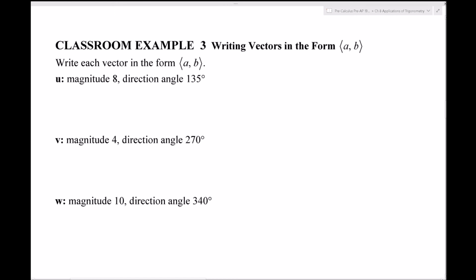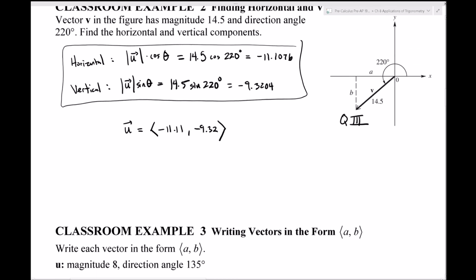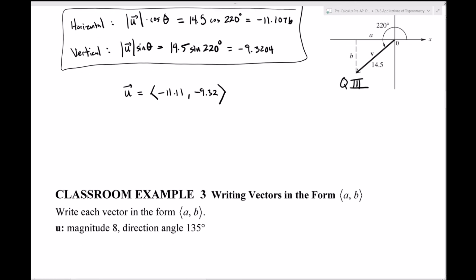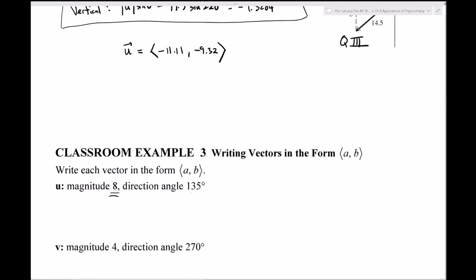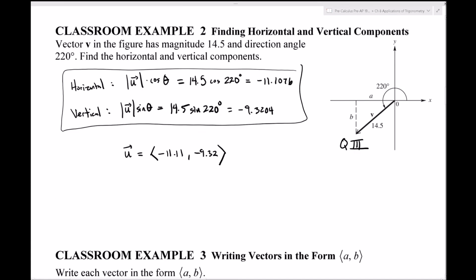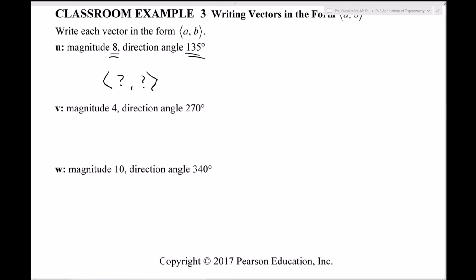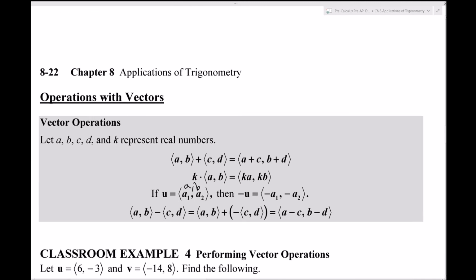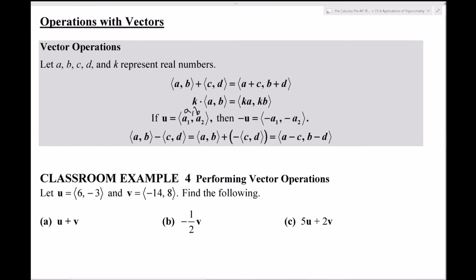Example 3. Write each vector in the form a, b, which I just did, so that's one of these. They gave you the magnitude and the direction, so the final answer is going to be something like this in the end. They want this and they want this. You plug it into that formula. I'm going to go ahead and skip that, so these aren't something I'm going to spend more time on. This I'm going to spend more time on.